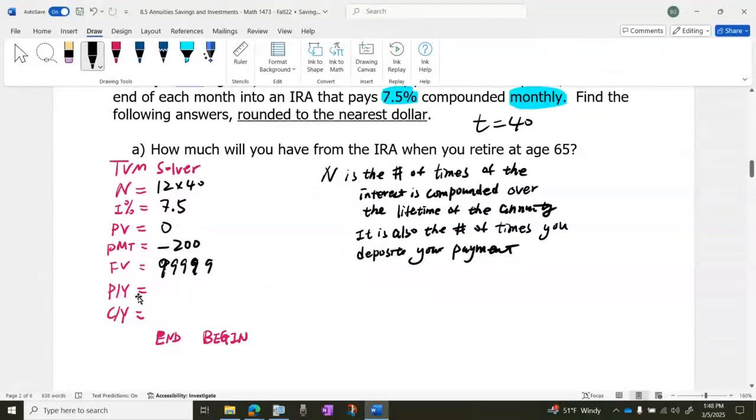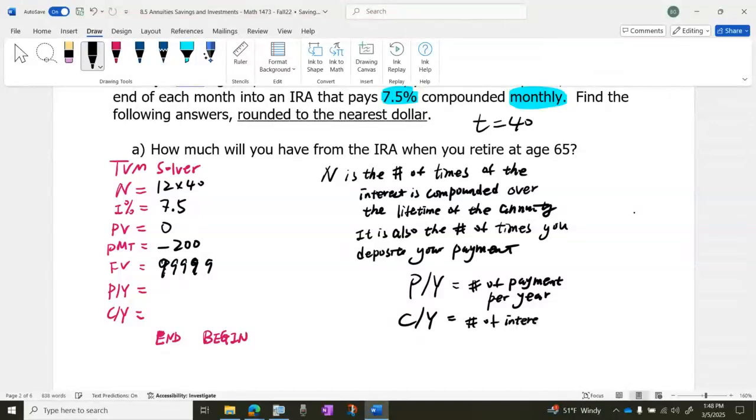All right, P per Y. Per Y means per year. P is the number of payments. P per Y means the number of payments a year. I can write it down. P per Y is the number of payments per year. C per Y is the number of times the interest is compounded per year. The compounding periods every year, right?